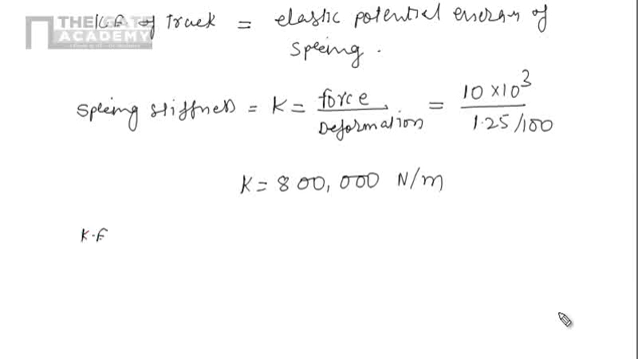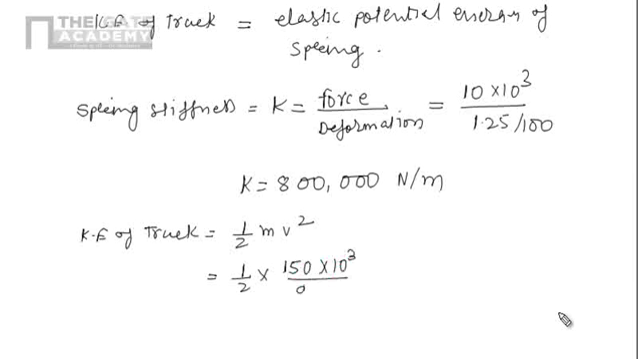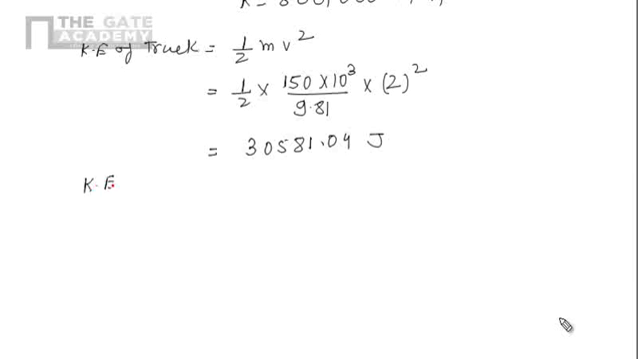Now the kinetic energy of the truck we can calculate with the formula 1/2 mv squared. The weight of the truck is given, so we can find the mass: 150 times 10 to the power 3 divided by 9.81, and V is given in the problem, that is 2 meter per second, so 2 squared. If we calculate this, it will come to 30581.04 joule.